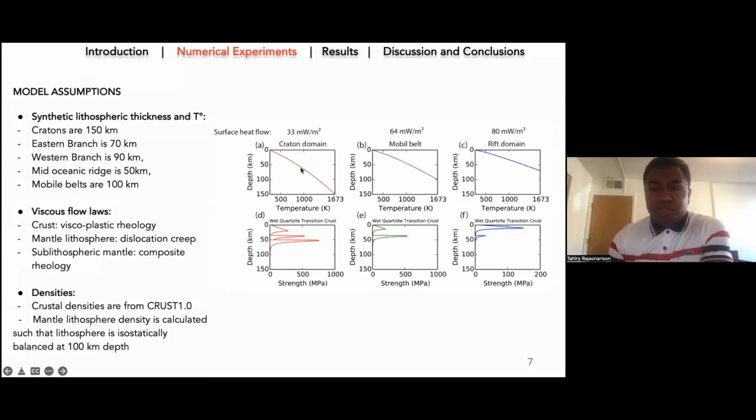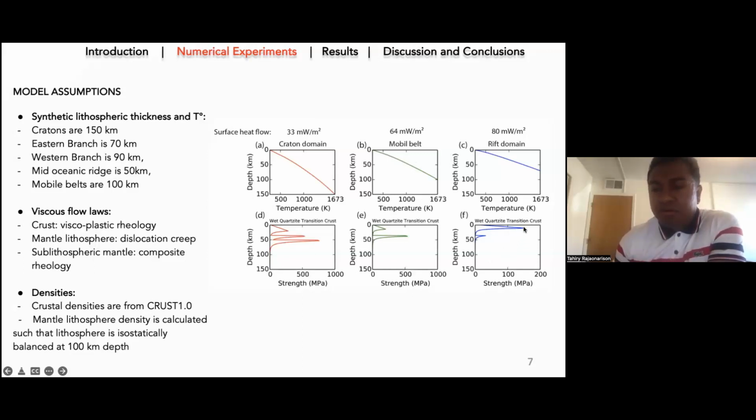In 2D view, I'm showing here the geothermal strength of the lithosphere from different domains: the craton domain, the mobile belt, and the rift domain. You can see the craton has a very thick lithosphere, so a very cold geothermal gradient, and it corresponds to a very strong lithosphere. And the rift domain here has the hottest geothermal gradient and generates the weakest lithosphere.